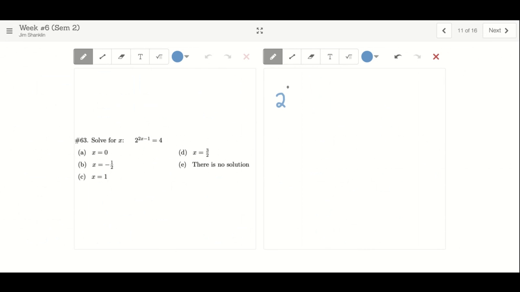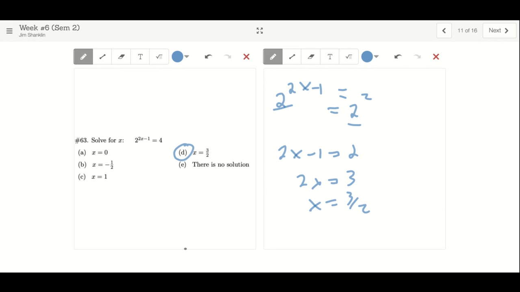I look at this and I have 2 to the 2x minus 1. Well, 4 I can write as 2 squared, can't I? So now I have common bases, so the exponents are equal. So I've got 2x minus 1 is equal to 2. Move the 1 over there. 2x equals 3. X equals 3 halves. Oh, that's way too easy.